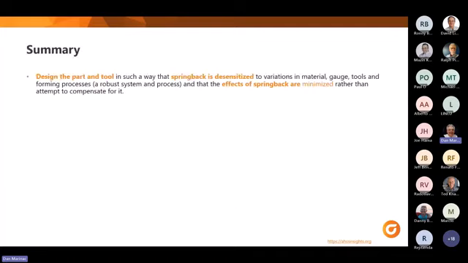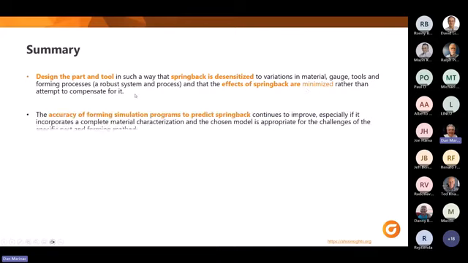In summary, design the part and tool in such a way that springback is desensitized to various material, gauge, tools, and forming processes. I think Cimatron is going to really help you there, given that it's a full parametric hybrid design system, so changes can be made very easily. And that way the effects of springback are minimized rather than attempting to compensate for it.